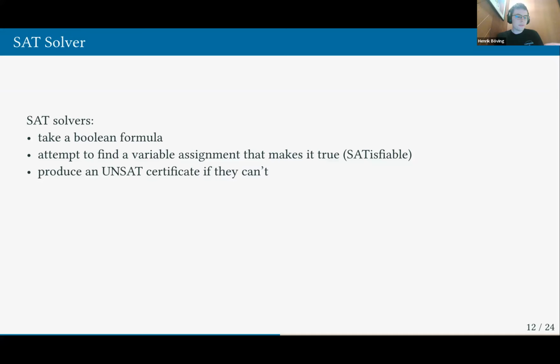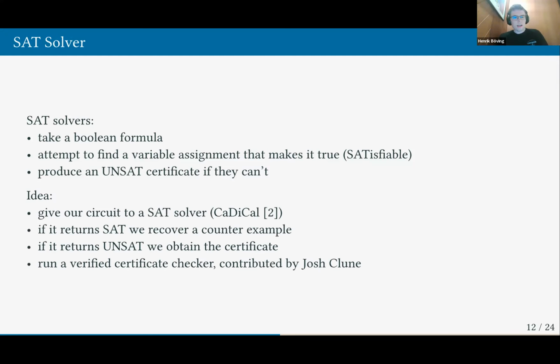And these proofs can be very long, like we're talking about potentially hundreds of thousands of proof steps here. But they are also very easy to reproduce, so to speak, or to turn into a real formal proof. So what we do is we take the circuit, we give it to a SAT solver, in our case to CaDiCaL, which is currently one of the top solvers. And if it returns SAT, so a variable assignment, we can actually recover a counterexample, because then evidently there does exist some variable assignment for which our hypothesis is not equal to false. So we have a counterexample that we can present to the user.